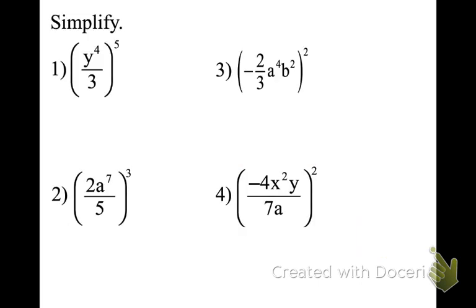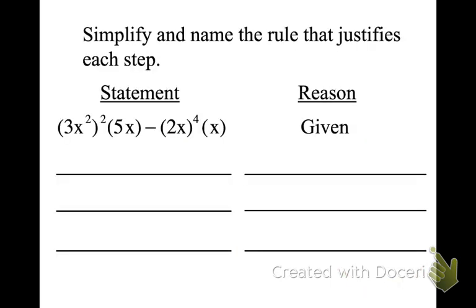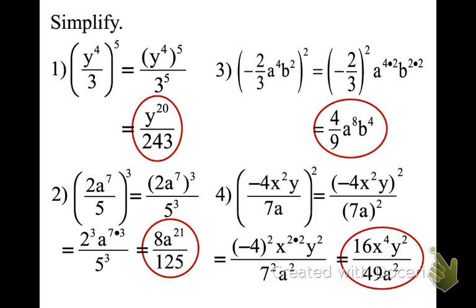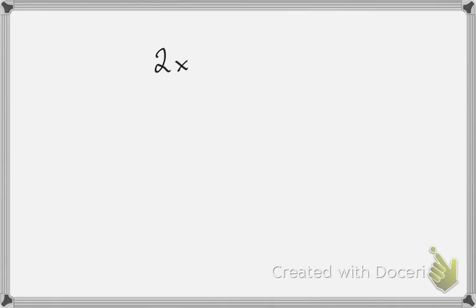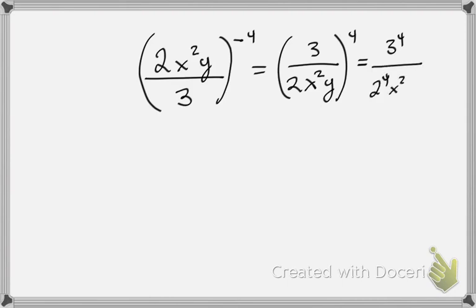I want to go over really quick what happens if we have a negative exponent. So if I have a negative exponent like 2x squared y over 3, and the whole thing is to the negative 4th power, the very first thing we're going to do is reciprocate it, right? So I get 3 over 2x squared y, and everything is to the 4th power. So 3 is to the 4th, 2 is to the 4th, x squared to the 4th, y to the 4th. Okay? That would be 81 over 16, x to the 8th, y to the 4th.